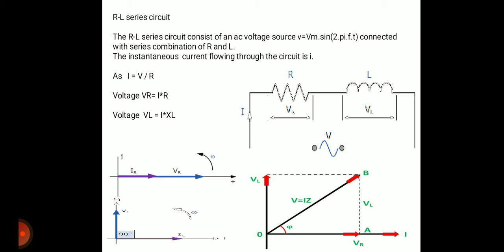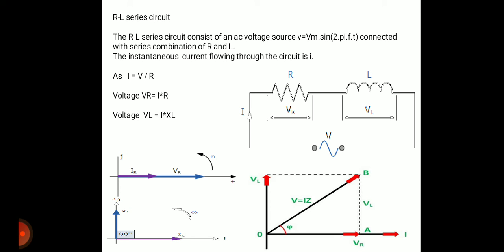So we have just understood the circuit diagram. It has only two components, R and L, connected in series. That's why it is called the RL series circuit. We have seen the voltage drop across R is VR, and the voltage drop across L is VL. The instantaneous current flowing through this whole circuit is I, and we have determined the voltage VR = I × R and voltage VL = I × XL.